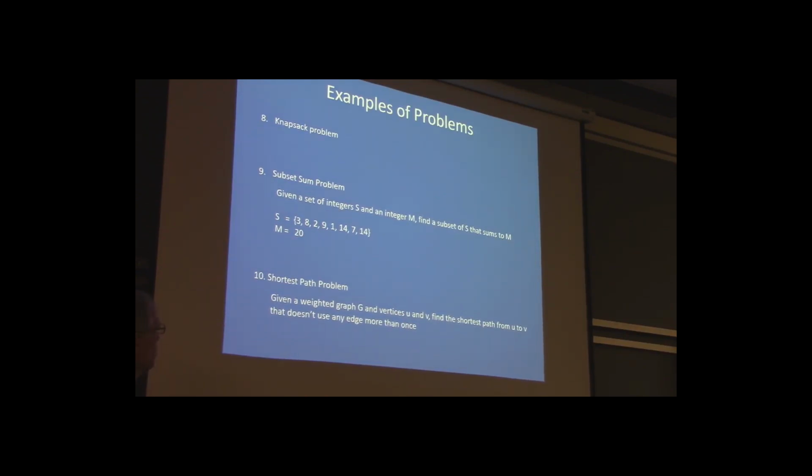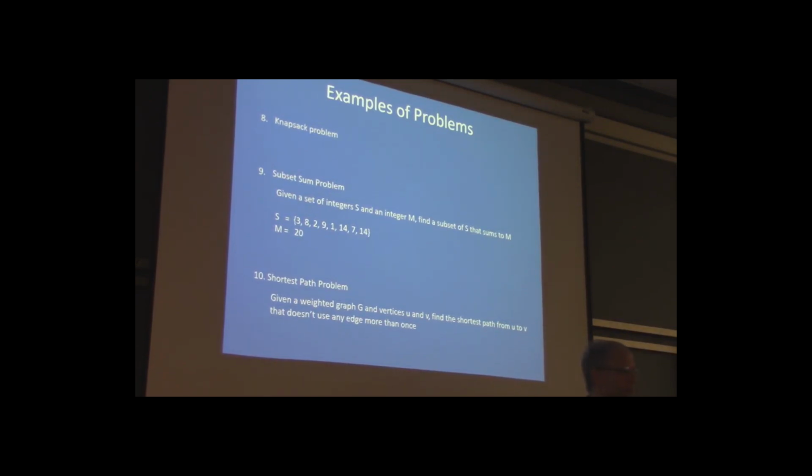The shortest path problem. Given a weighted graph G, find the shortest path from U to V that doesn't use any edge more than once. No one's ever solved it efficiently. You throw in the restriction that there is no cycle of net negative cost, and it can be solved efficiently, but in the general form, without that restriction, no one has found an efficient solution.